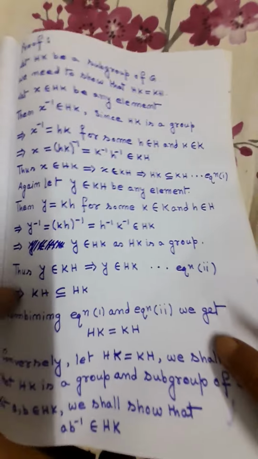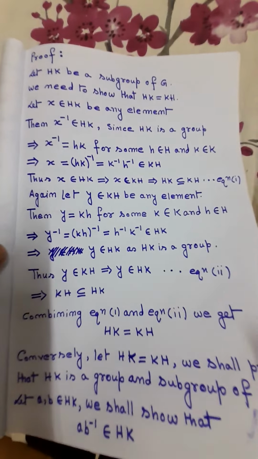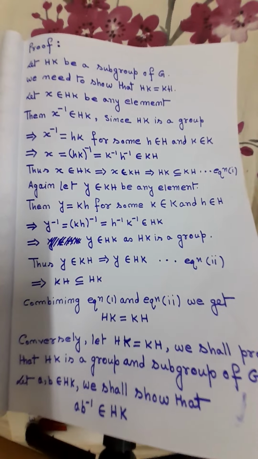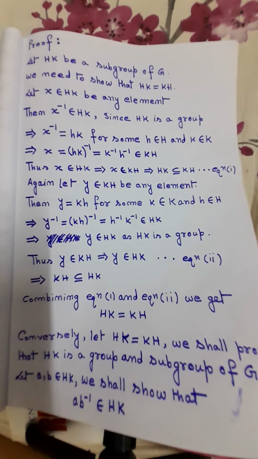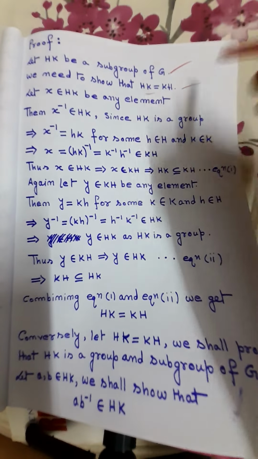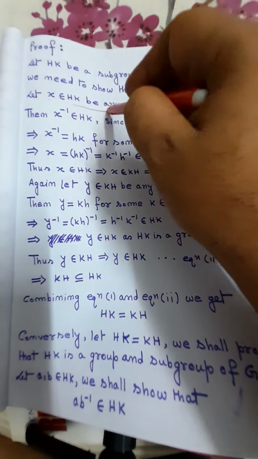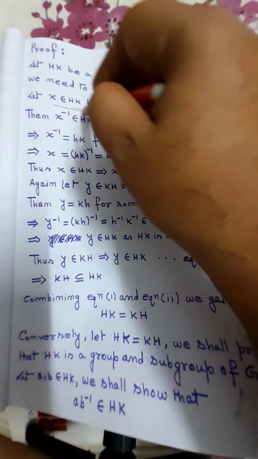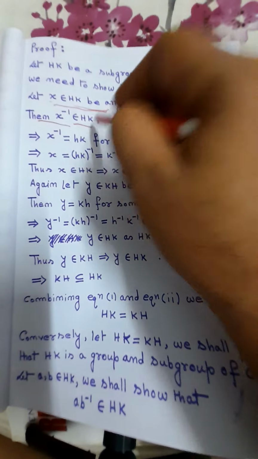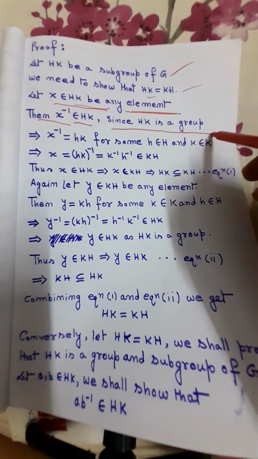Now proof. Let HK be a subgroup of G. We need to show that HK equal to KH. Let x belongs to HK be any element. Then x inverse belongs to HK, since HK is a subgroup, it is given.